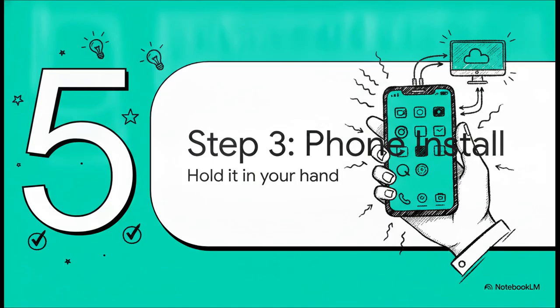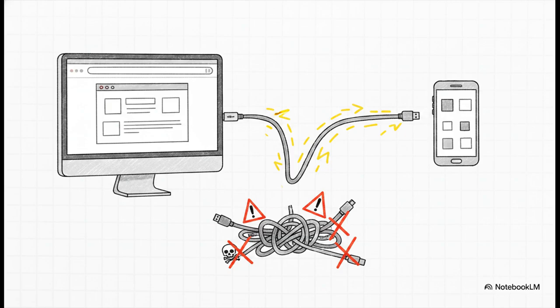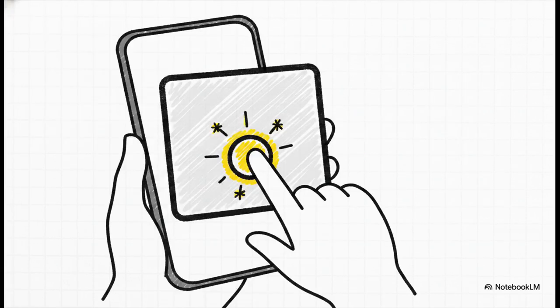And finally, Section 5, Step 3, Phone Install. Holding your idea in your hand. To do this, you just connect your Android phone to your computer using a standard USB cable. Now, in the traditional developer world, this would require setting up something called the Android Debug Bridge, or ADB, which involves messy command lines and path variables. But we are completely bypassing that complicated jargon today. Google AI Studio uses something called Web USB to communicate directly with your device straight through your Chrome or Edge browser.